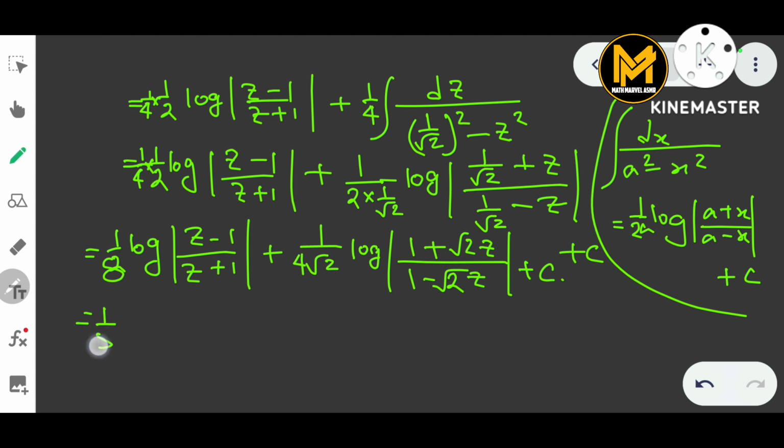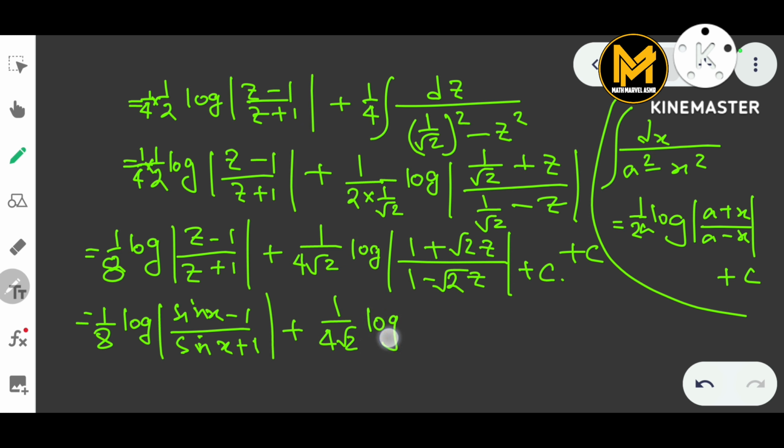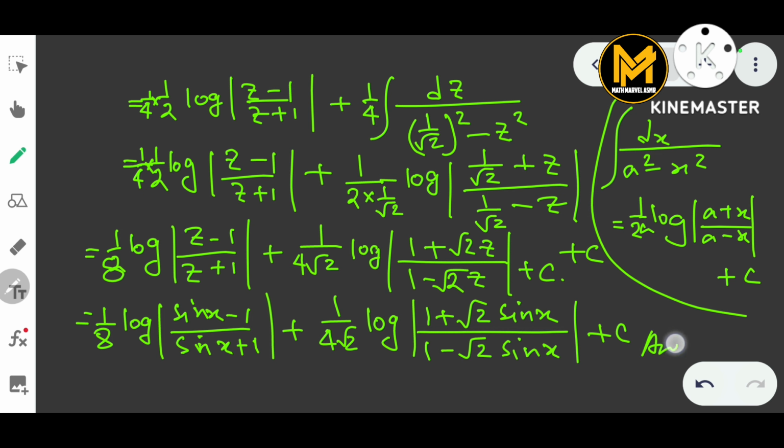That's it. Now we will put the value of z here, that is sin x. It will be sin x minus 1 divided by sin x plus 1, plus 1 by 4 root 2 log mod 1 plus root 2 sin x divided by 1 minus root 2 sin x plus c. This is the answer of the given question.